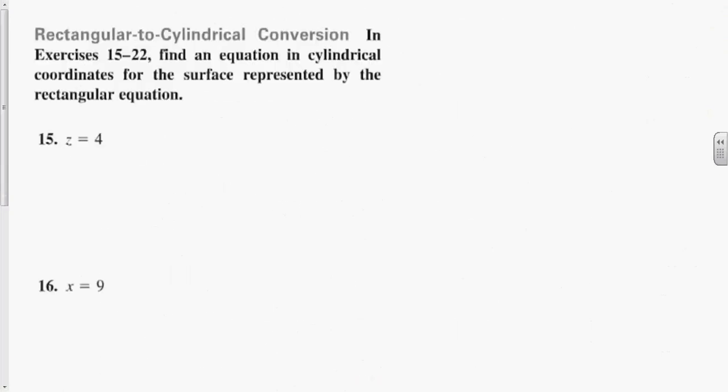In this exercise, find an equation in cylindrical coordinates for the surface represented by the rectangular equation. I'm going to do the first one because it's very easy. They give me an equation in the rectangular coordinate system. I need to convert that rectangular equation to cylindrical. So this equation in cylindrical is z equal to 4, because z is in both. Z in rectangular is also z in cylindrical. So I'm done. Told you that was the easy one.